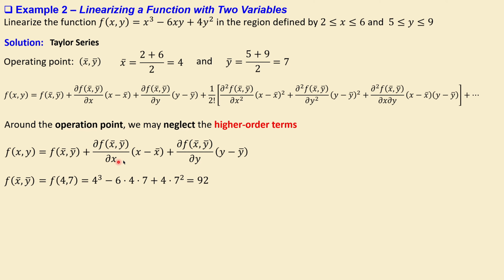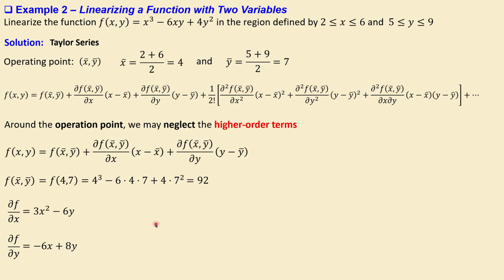Now the second part, I need to differentiate this function with respect to x. Let's do that. So this will be then 3 times x squared minus 6y. This is actually shown here. I also need to differentiate that function with respect to y only. That will be then minus 6x plus 8y.